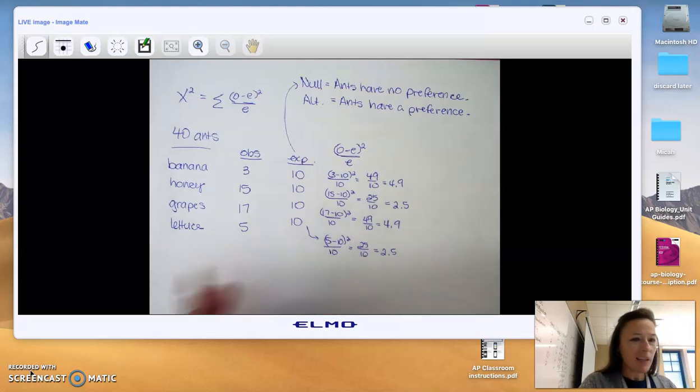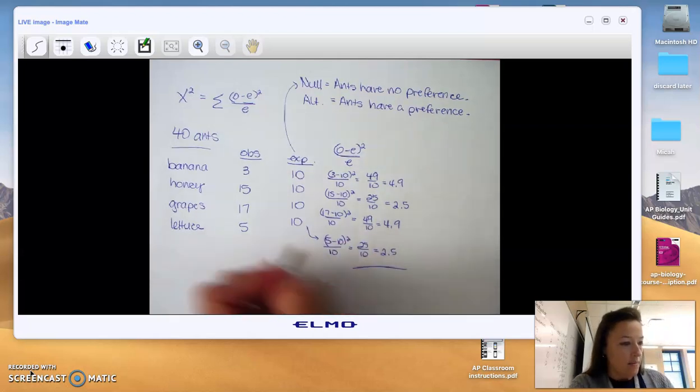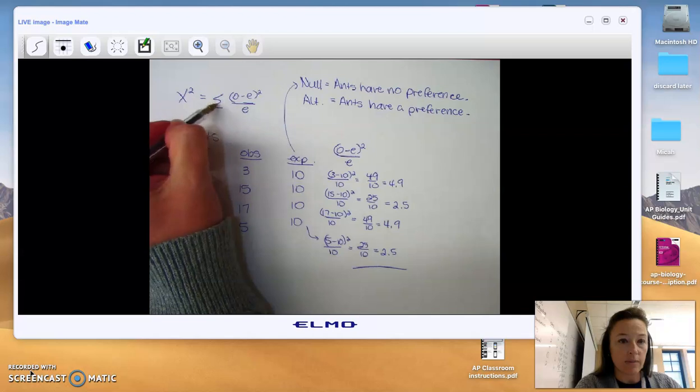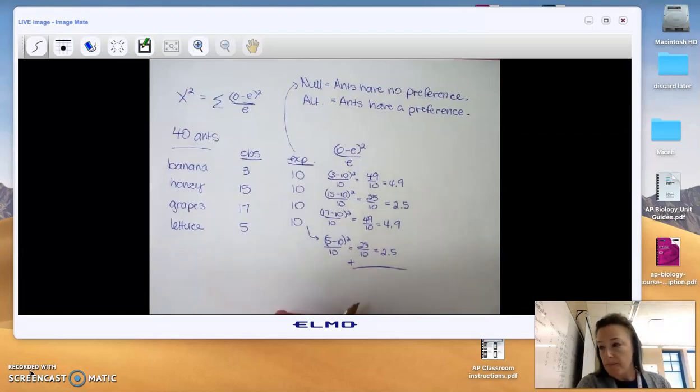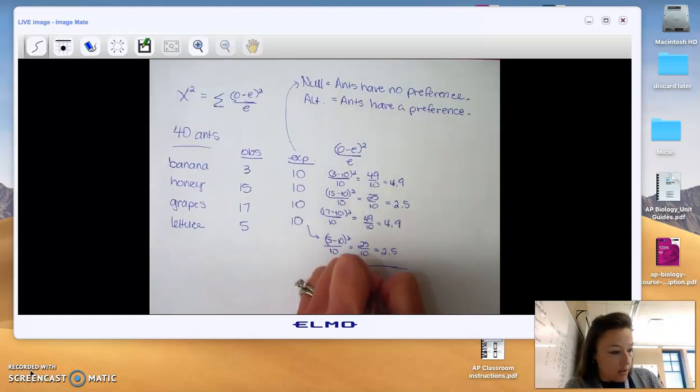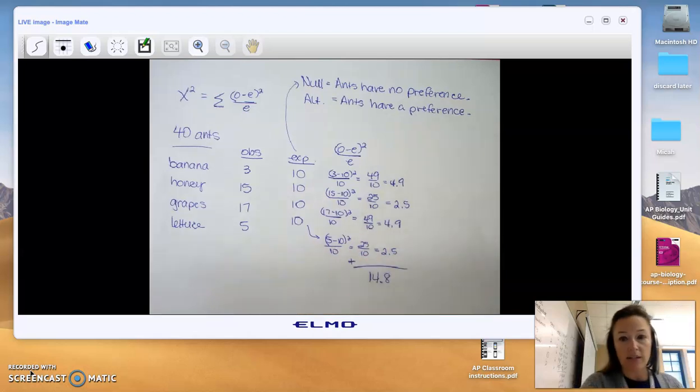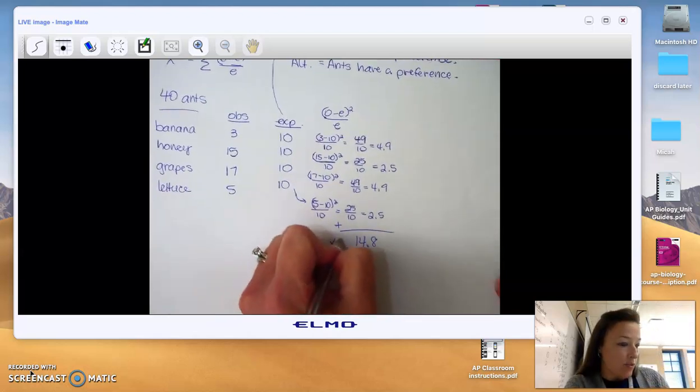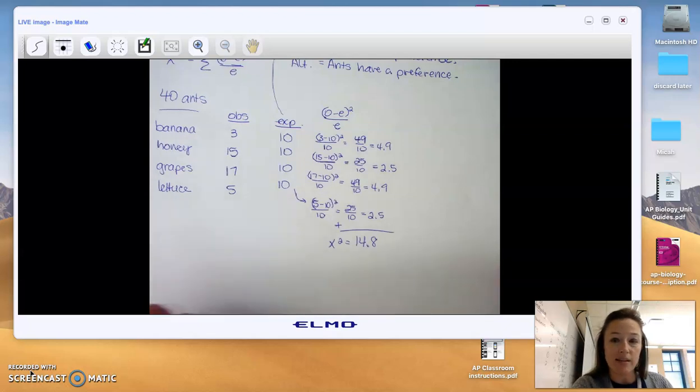Okay? And you can use a calculator for all that. The last thing we have to do is this sigma. We need to sum them up, and that is going to be 14.8. In the interest of time, I did that for us. That is your chi-square value. Because you're running a chi-square test, the number that you're actually getting is chi-square.